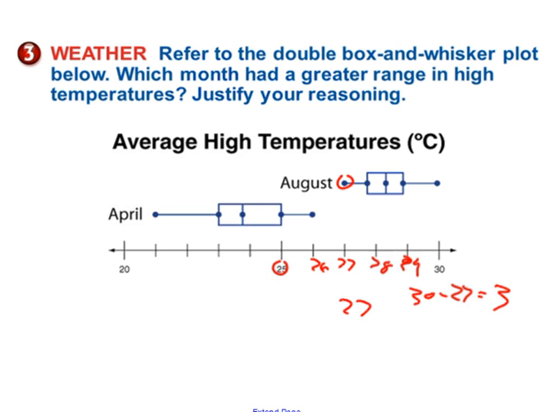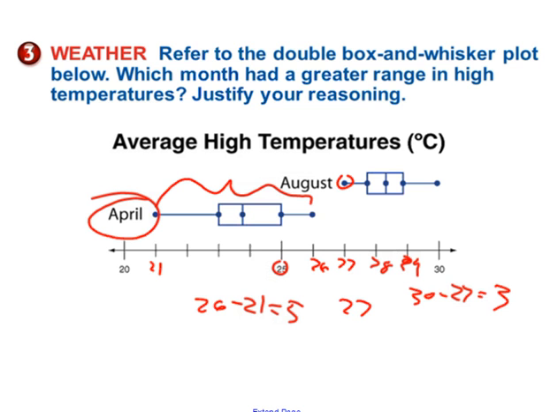Let's check this one down here. This goes from 21 through 26. So 26 minus 21 is equal to 5. So April has the greatest range because it shows the greatest spread, the biggest spread from the extremes.